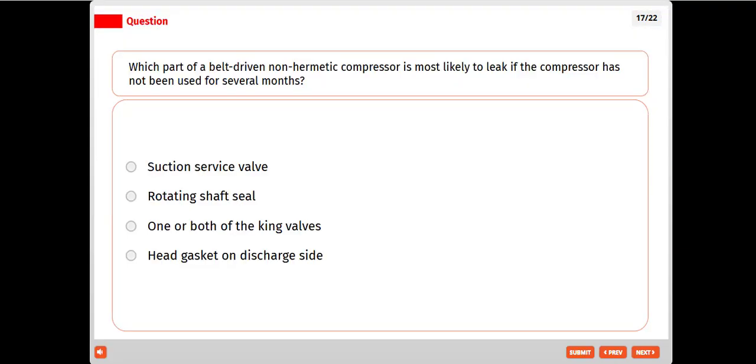Which part of a belt-driven non-hermetic compressor is most likely to leak if the compressor has not been used for several months? Rotating shaft seal.